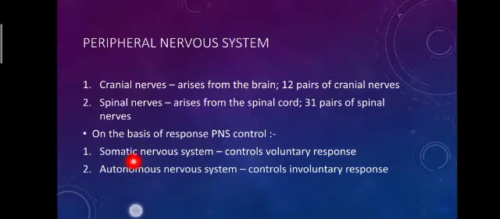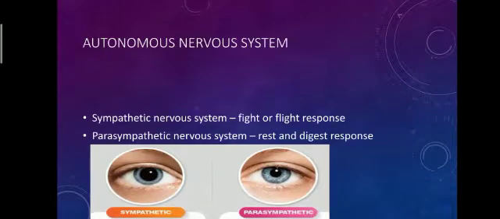And the next is the autonomous nervous system. From the word autonomous we can find automatic. It has been derived from the word automatic. Automatic means the things which are done without our will. So the activities which our body does without our will, that type of nervous system is known as the autonomous nervous system, that controls involuntary response. The autonomous nervous system is again divided into two types: sympathetic nervous system and parasympathetic nervous system.